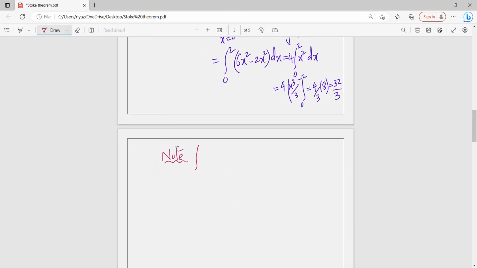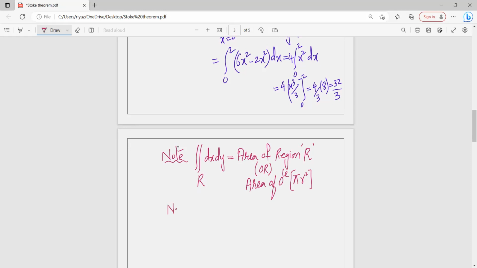If you come across a situation like this, a double integration over R with dx and dy and nothing else here, this represents the area of region R. No need to solve it; the area of the region, and in 99.9% of cases that region is a circle, meaning the area of a circle. What is the formula for the area of a circle? Pi r squared. This is the area of the circle.